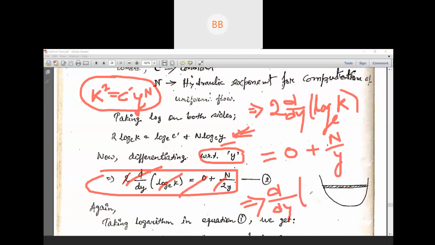d by dy log e k is equal to n by twice y. We bring this y to the right hand side. This is your final expression, and you can consider this as equation number 2.